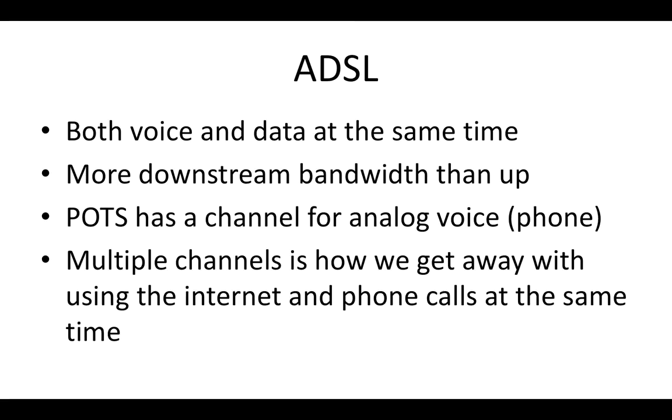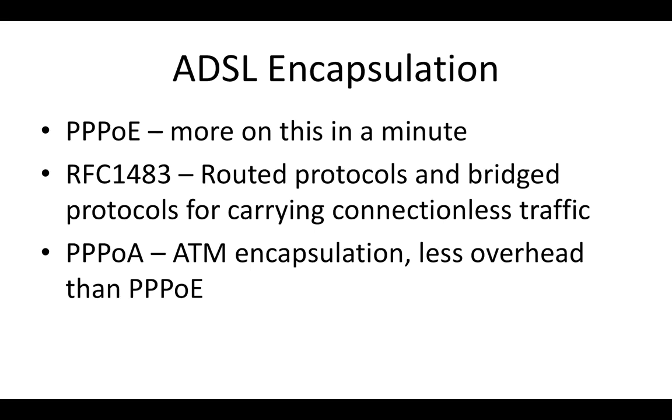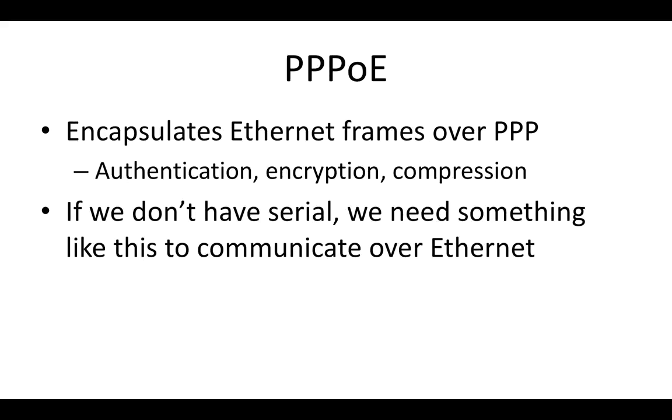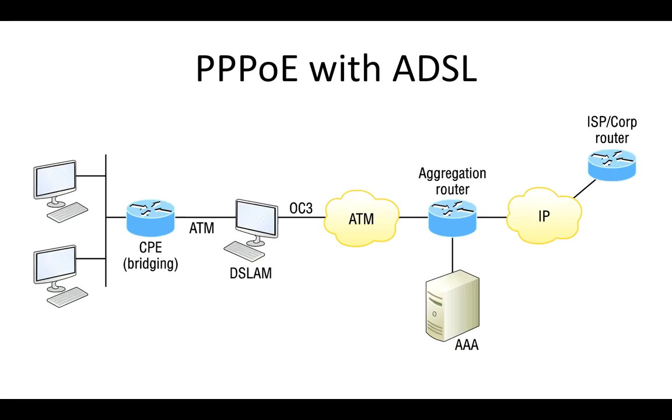So with asymmetrical DSL, we've talked about this before, you have both voice and data available, more download bandwidth and upload bandwidth, just going over phone lines, not a whole lot going on with that. And ADSL typically uses PPPoE to help encapsulate those frames as they go across those phone wires.